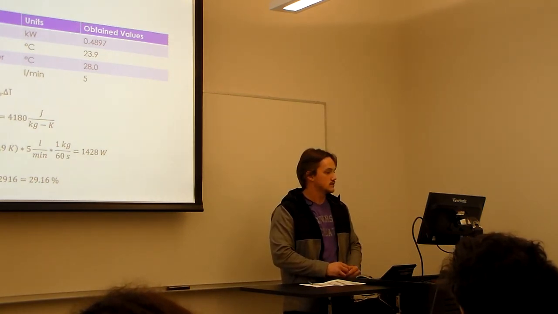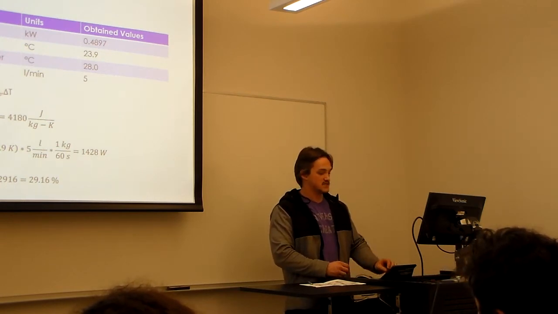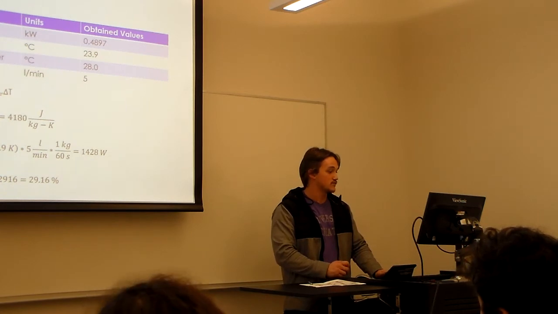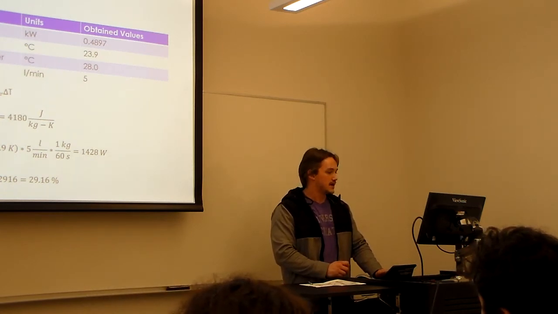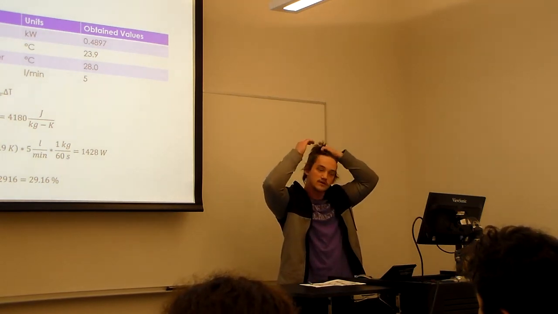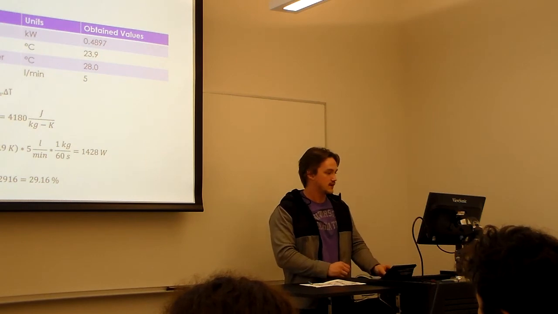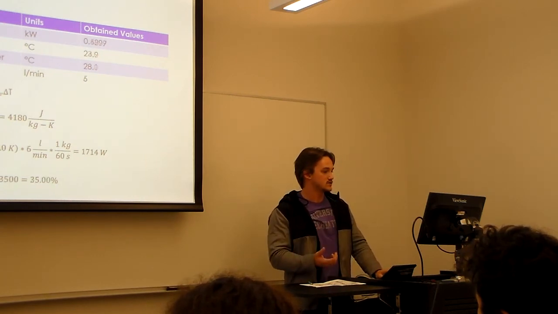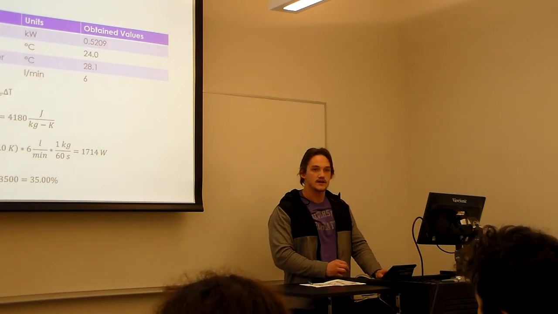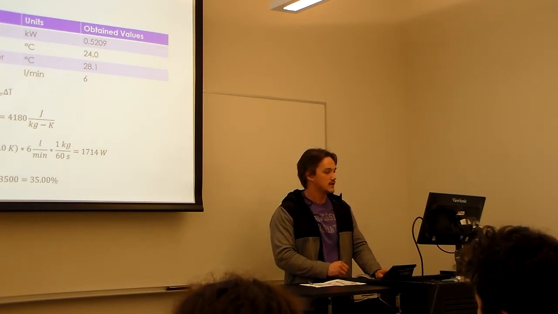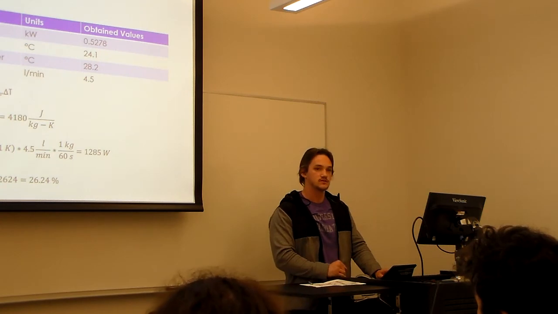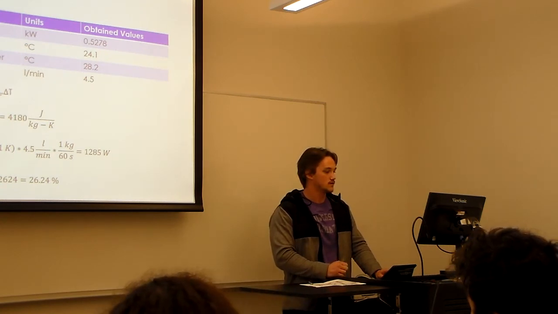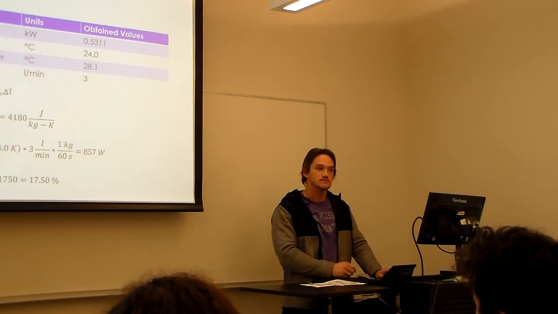So using the heat equation, m dot C delta T, with our specific heat value of 4,180, we get about 29.16% for your coefficient of performance for 5. And then our results for the 6, slightly higher at 35%. And results for 4.5 drops a little bit, 26.24. And results for 3, 17.5%, all using the same calculations.